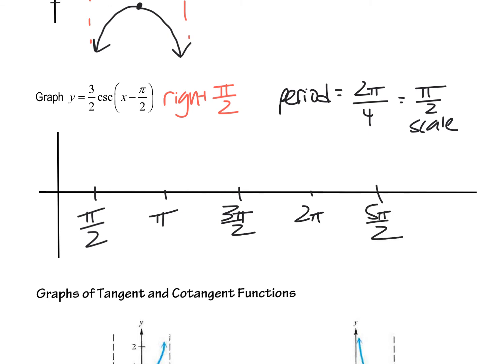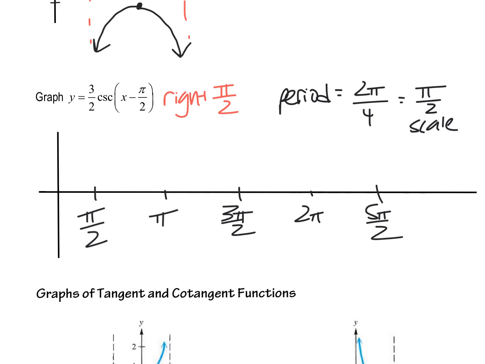Okay, period check. The period is just regular 2 pi because the b value here is 1. So is the distance between my last tick mark and my first tick mark equal to 2 pi? 5 pi/2 minus 1 pi/2 is 4 pi/2, which is 2 pi. So I got my x-axis labeled appropriately.